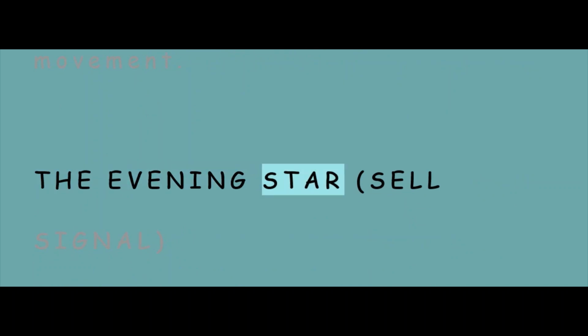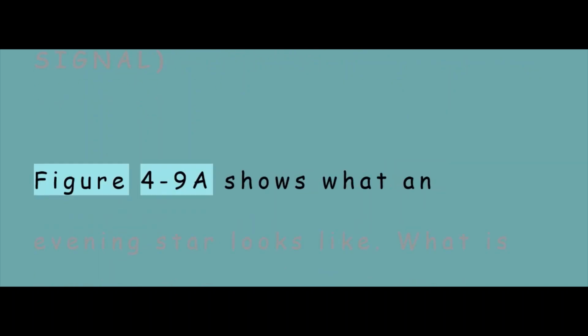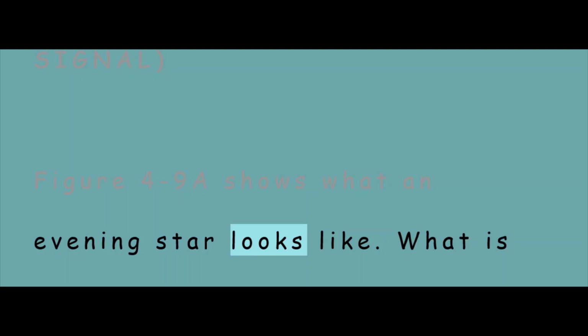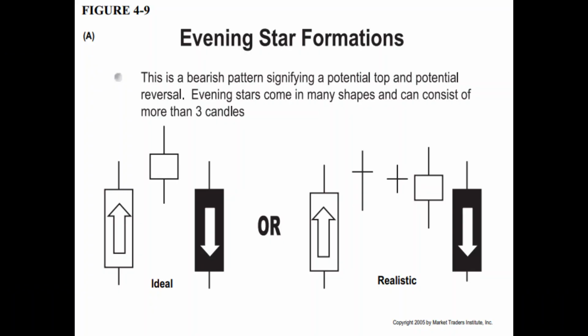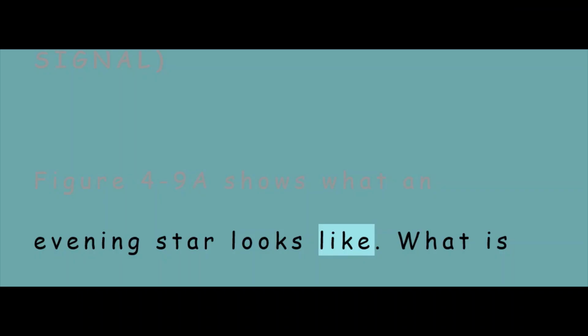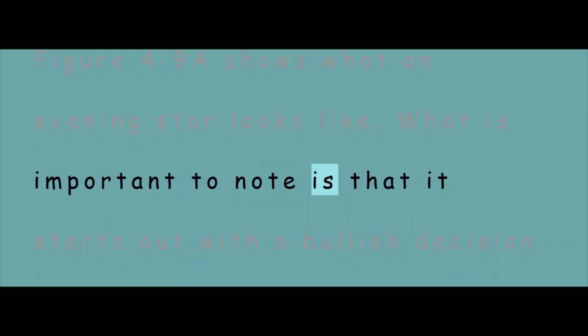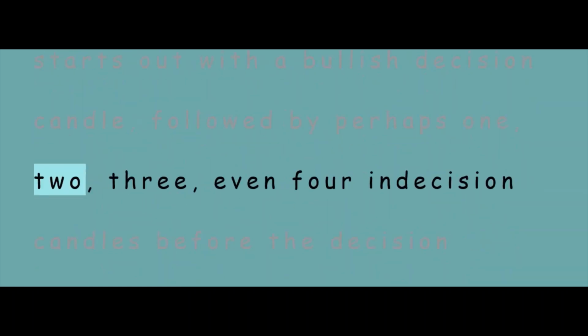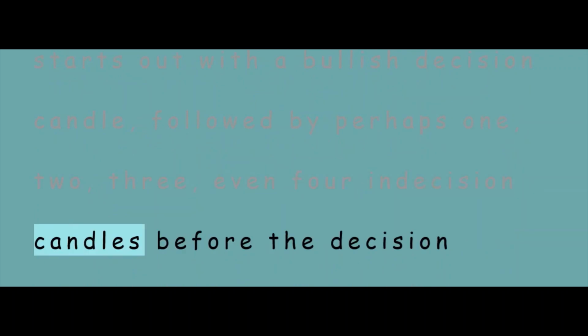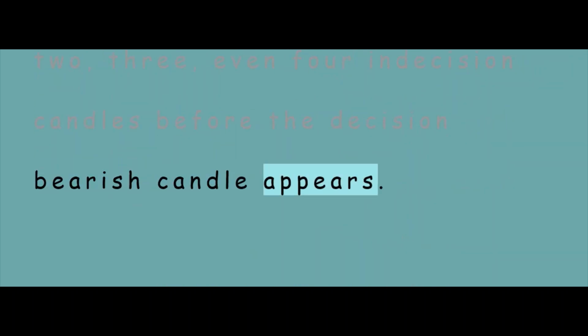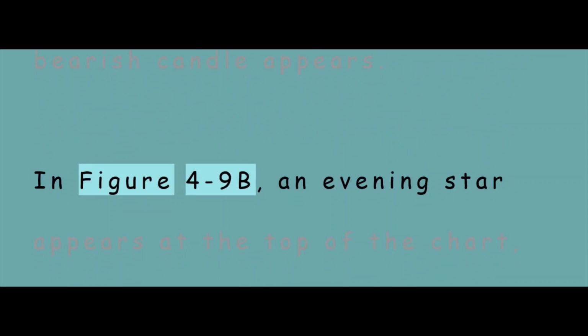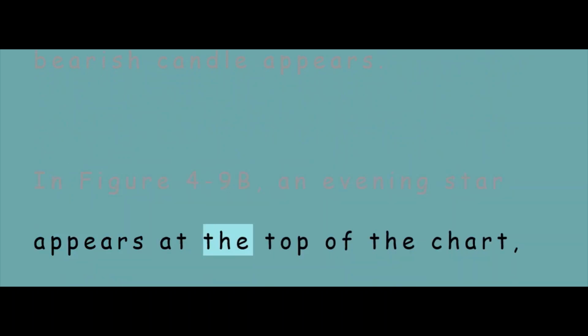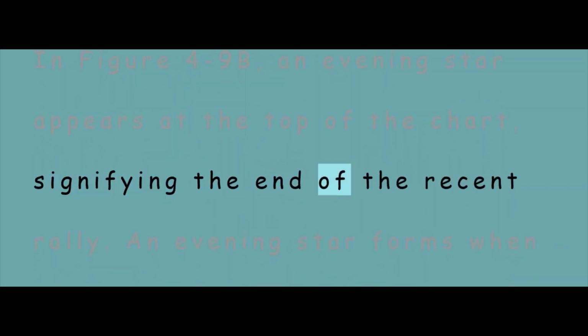The evening star, sell signal. Figure 49a shows what an evening star looks like. What is important to note is that it starts out with a bullish decision candle, followed by perhaps 1, 2, 3, even 4 indecision candles before the decision bearish candle appears. In figure 49b, an evening star appears at the top of the chart, signifying the end of the recent rally.